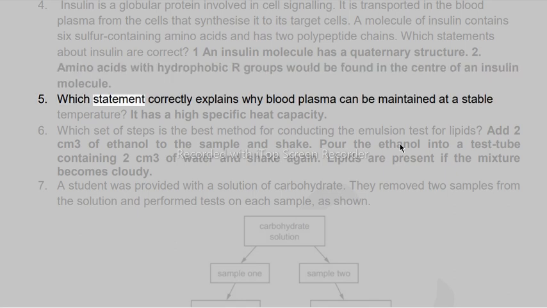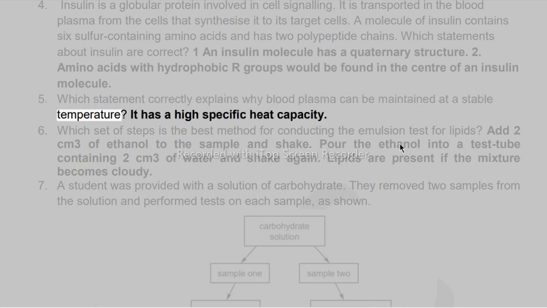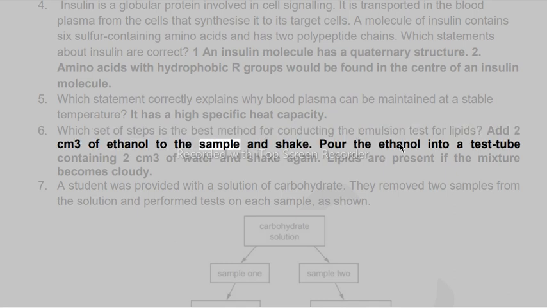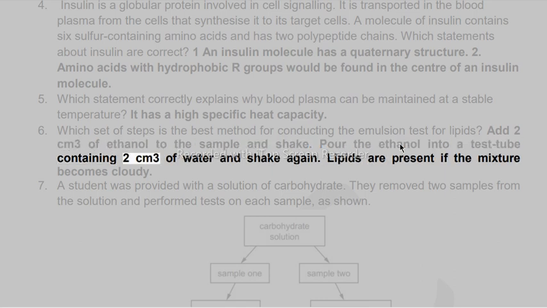5. Which statement correctly explains why blood plasma can be maintained at a stable temperature? It has a high specific heat capacity. 6. Which set of steps is the best method for conducting the emulsion test for lipids? Add 2 cubic centimeters of ethanol to the sample and shake. Pour the ethanol into a test tube containing 2 cubic centimeters of water and shake again. Lipids are present if the mixture becomes cloudy.